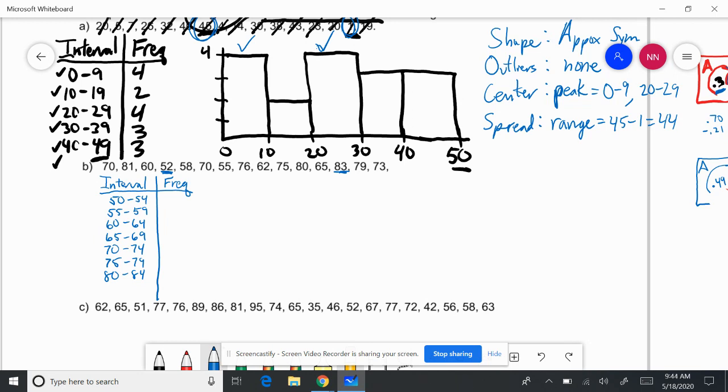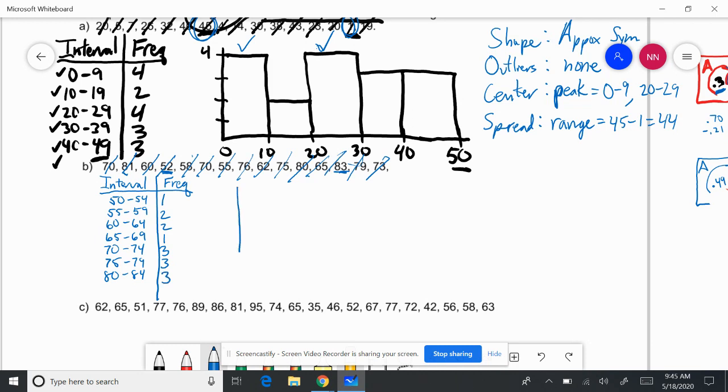Now what I'm going to do is count them. So what I have is, let's see, how many in the 50s? Lower 50s, 1, and that would be it. Upper 50s, I have 1, 2. Lower 60s, I have 1, 2. Upper 60s, I have 1. Lower 70s, 1, 2, 3. Upper 70s, I have 1, 2, 3. And for lower 80s, 1, 2, 3.